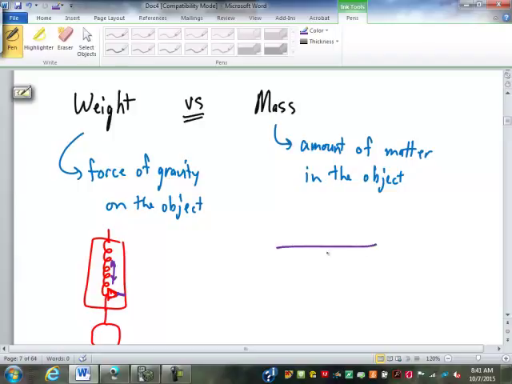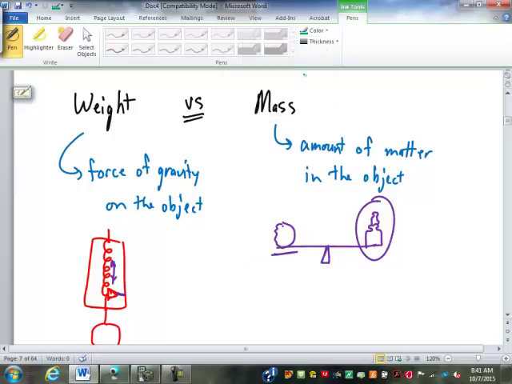Mass is measured on a balance. So we take the object we're trying to measure, put it on one side, and we take an object with a known mass, set it on the other side until they balance. So we might add smaller ones here to balance it out. Exactly. Until they balance. Then we take whatever these masses are, add them up, and that is the mass of this object.